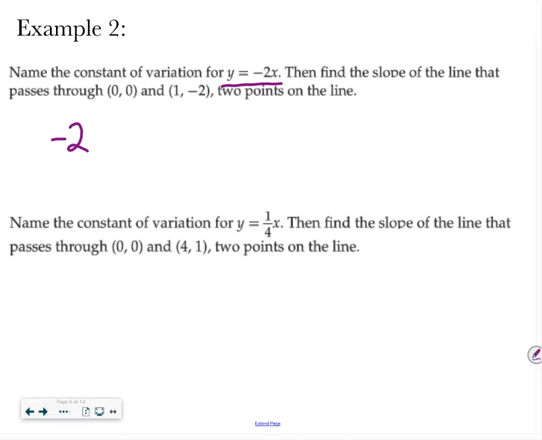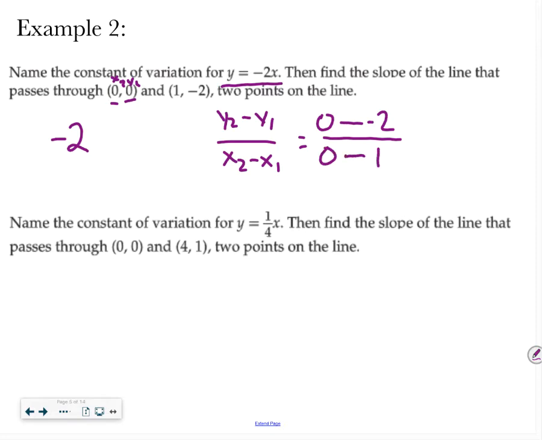And then if we find the slope, that means I need to do y2 minus y1 over x2 minus x1 when I have my given points. I'm going to call this x2 and y2. So I have 0 minus a negative 2 for my y, and then I have 0 minus 1, so this becomes 0 plus 2, which is 2, and then 0 minus 1 is a negative 1, so our slope is negative 2. And if you look, our two numbers end up matching.